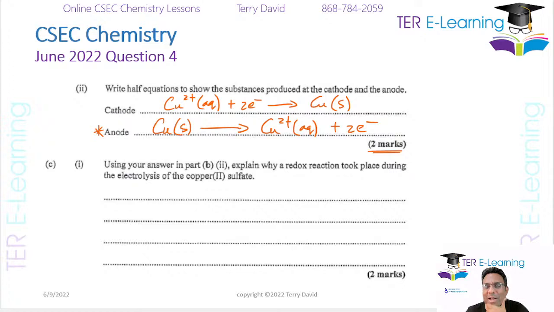Somebody's asking if you have the wrong and the right answer, right? So it really depends on the markers and what they decide, right?